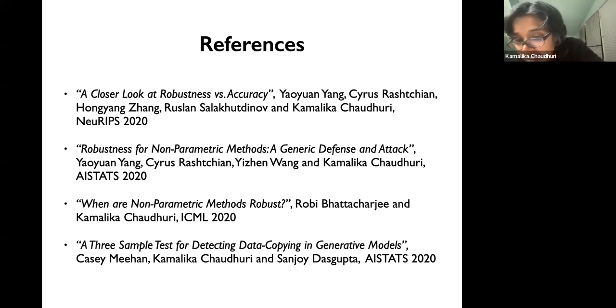There's one last question. Theodora is asking, I'm thinking of the bias variance decomposition. Is there any parallel to bias variance in neural networks and overfitting in generative models?